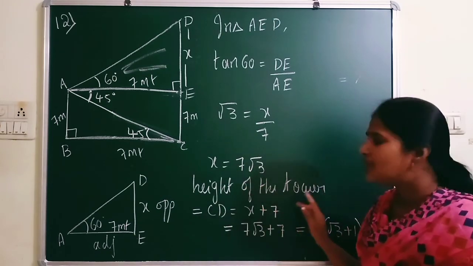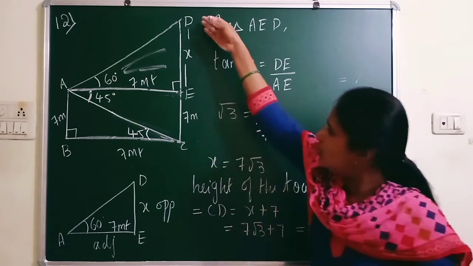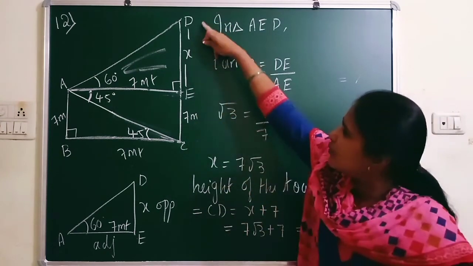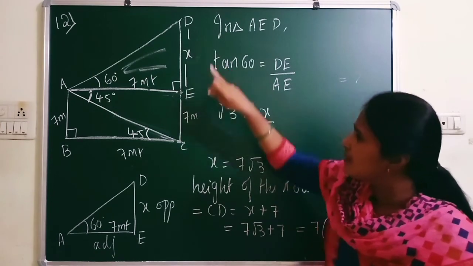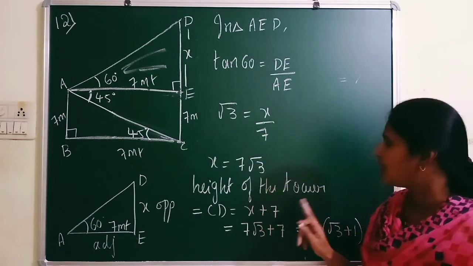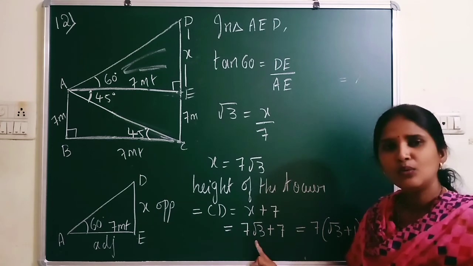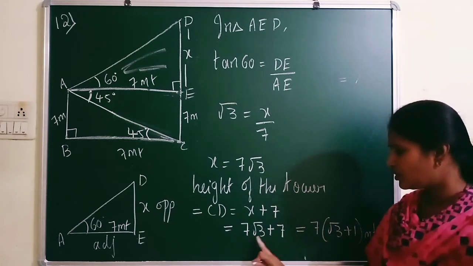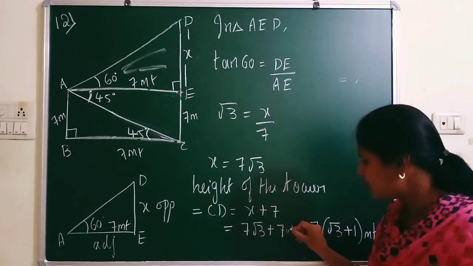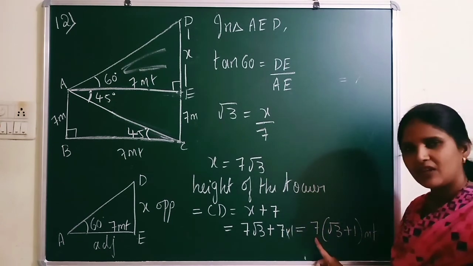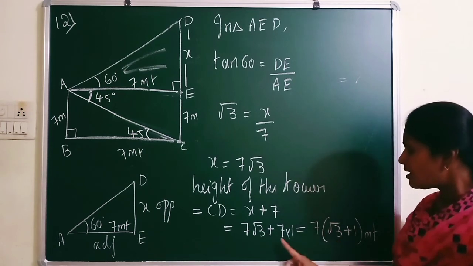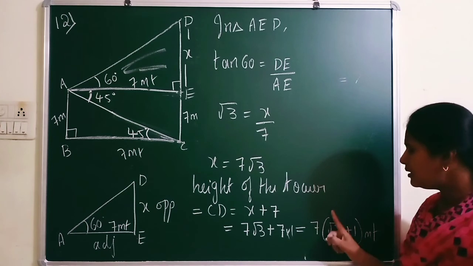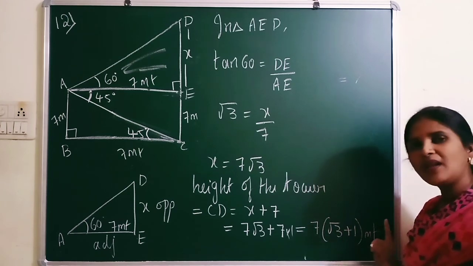Now height of the tower. We need to find the height of the full tower, that is CD. That is CD equal to, you can observe the diagram, the full tower CD is nothing but X plus 7. X plus 7. What we got X here? 7 root 3 plus 7. If you take common, 7 is common in both the terms. So nothing but here it is into 1. So when you take 7 common, in this root 3 is remaining plus and here 1 is remaining. So answer is 7 into root 3 plus 1 meter.